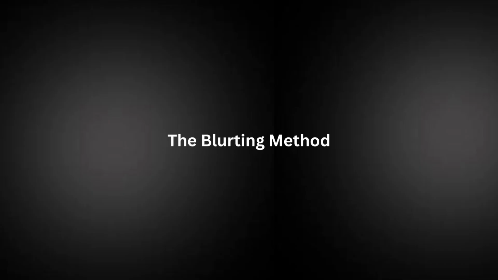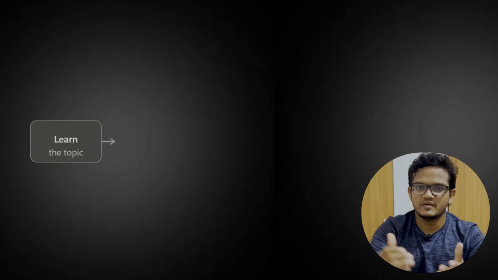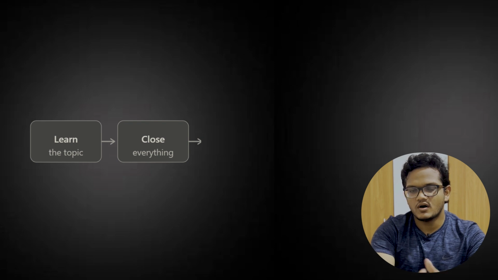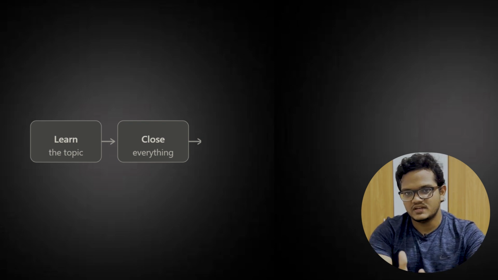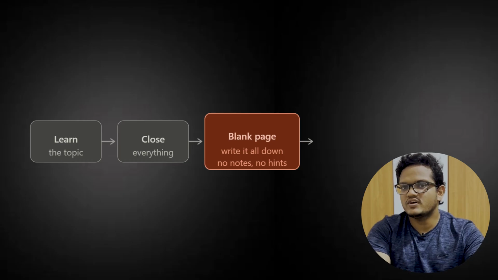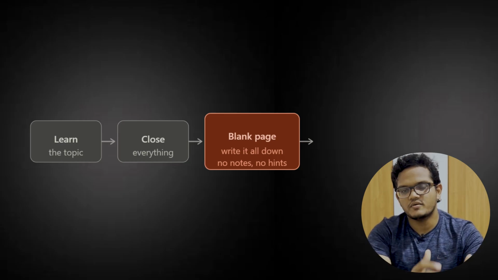Here's how it works. You go through your notes and learn a topic properly. Then close everything. Your books, your laptop, all of it. And take a 10 to 15 minute break. Then grab a blank sheet of paper and write down everything that you can remember about that topic from your memory.